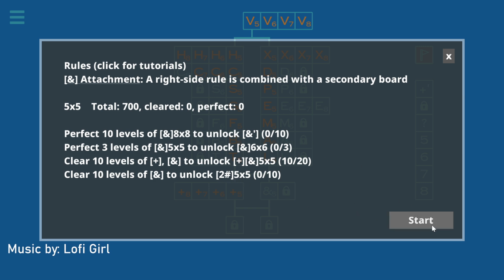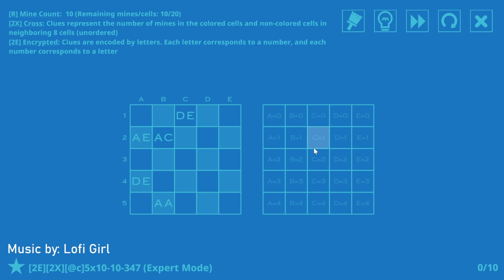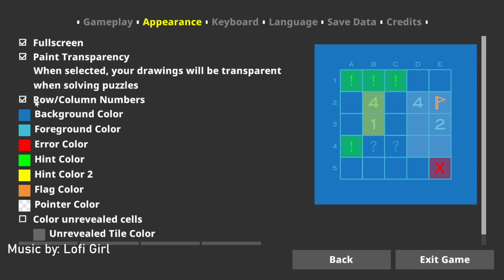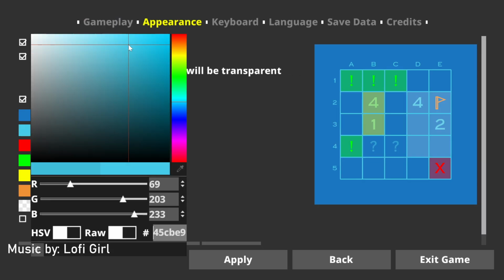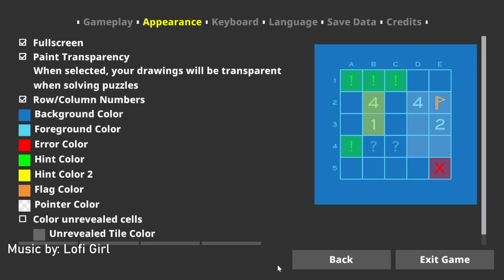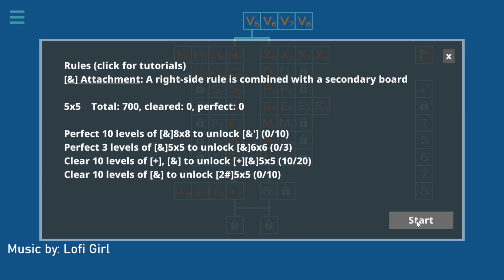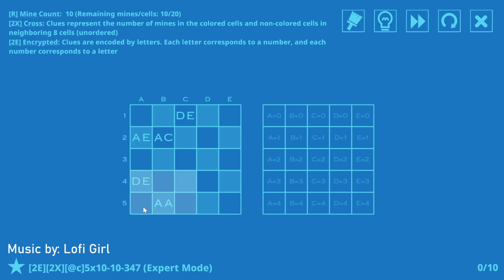Alright, so let's start with and. Oh my goodness. Alright, can you actually see the letters here? I hope you can. If not, I can contrast it a bit and give it a higher visibility. There you go. That probably works. Yeah, way better. Okay, so encryption and cross.